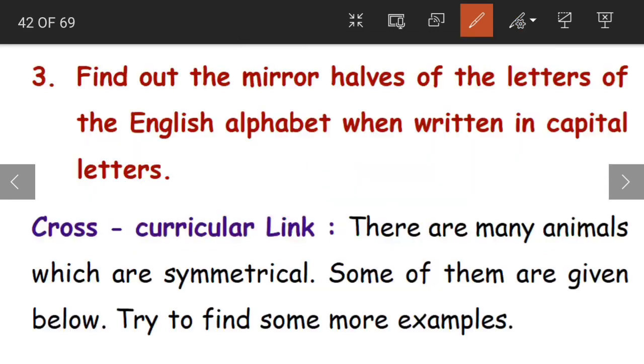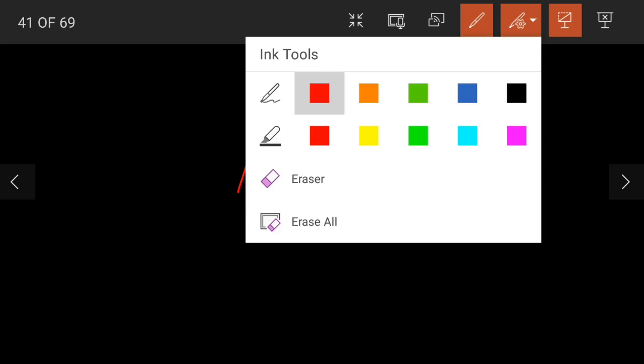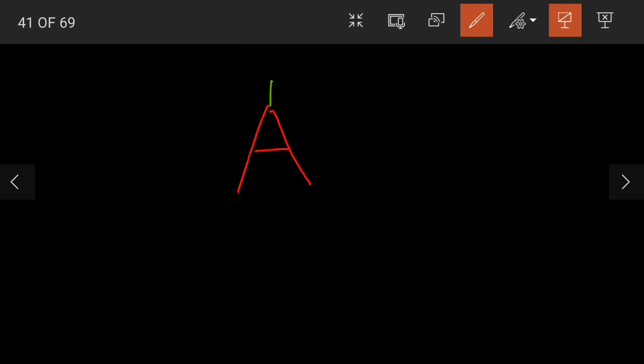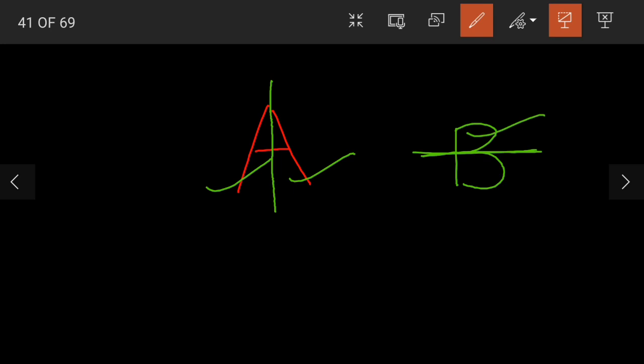Now coming to cross-curricular link, we have to find out the mirror halves of the letters of the English alphabet when written in capital letters. So for example, if we take the letter A, what is the line of symmetry here? This will be the line of symmetry, and these two are the mirror halves. When we come to B, what will be the line of symmetry? This will be the line of symmetry, and these two will be the mirror halves.